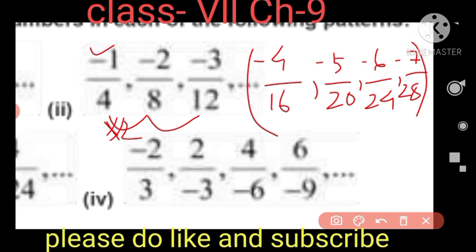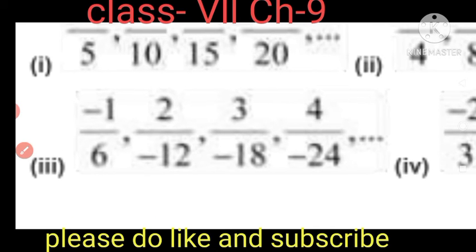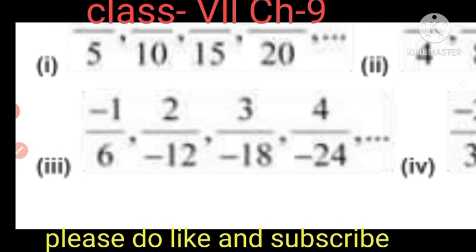Now you can see the next one, question number 3. What is given? Minus 1 upon 6. Then 2 upon minus 12. Here the minus is written in the denominator, isn't it? Now again 3 upon minus 18, 4 upon minus 24. So next will be 5, isn't it? Next will be 5.